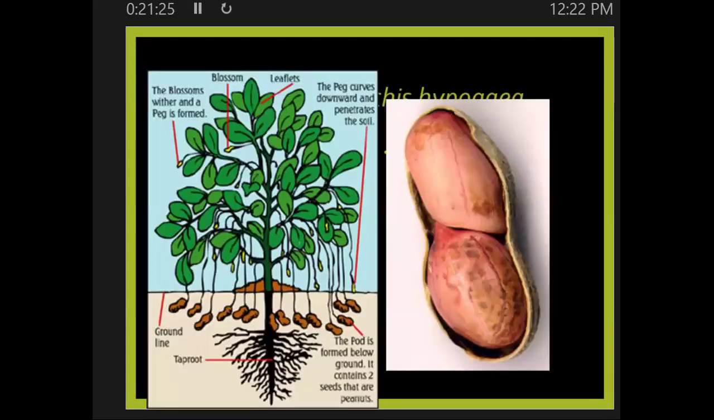And so I finally found a good site where they describe this bizarre situation. Yes, the flowers are above ground. If they're successfully pollinated, the flower actually embeds into the soil, and then the peanut forms. Isn't that bizarre?